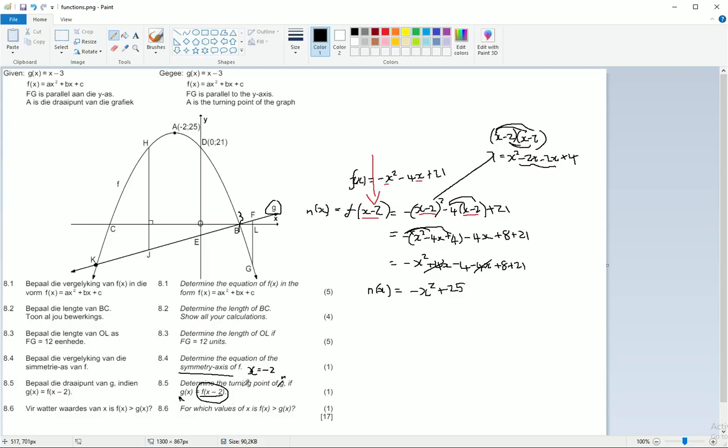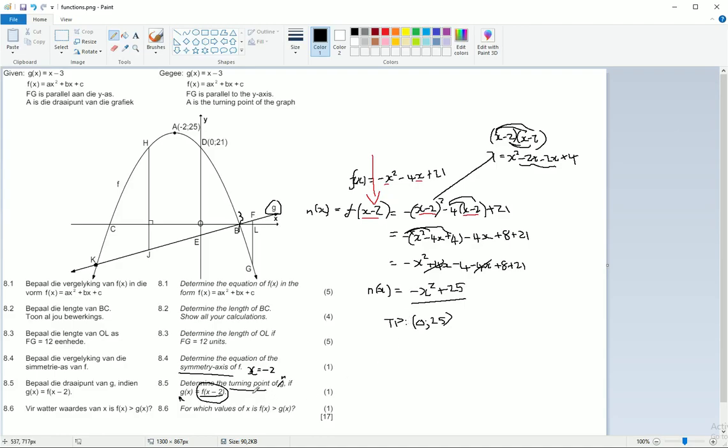Okay, they want to know the turning point. So what is the turning point of this function? Well, this is turning point form, if you didn't know. Our p value is just 0, so our turning point is going to be 0 and 25. Right, that is our turning point.